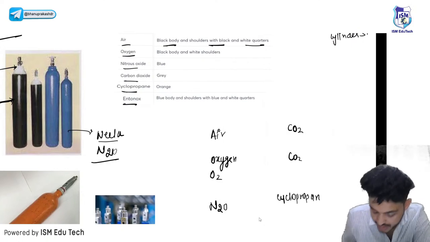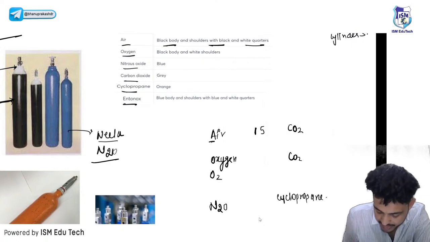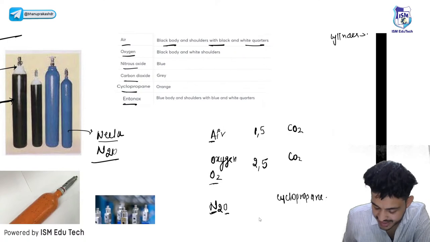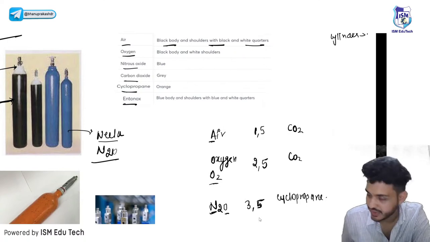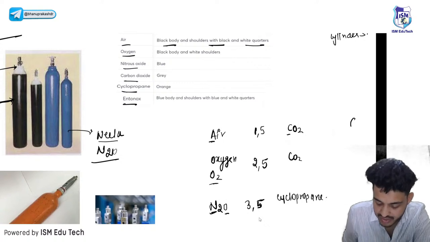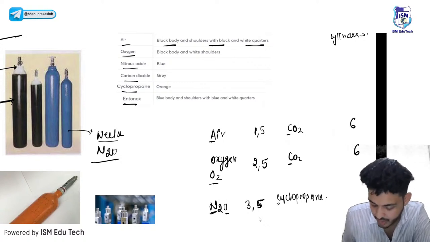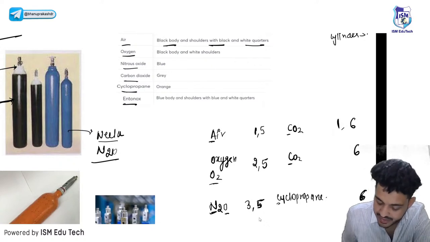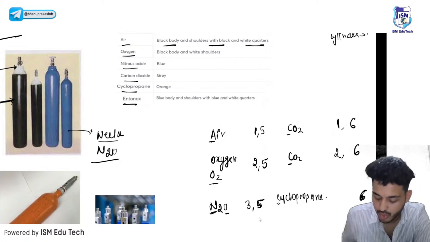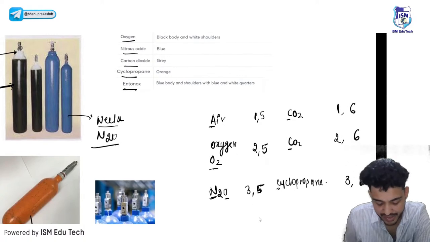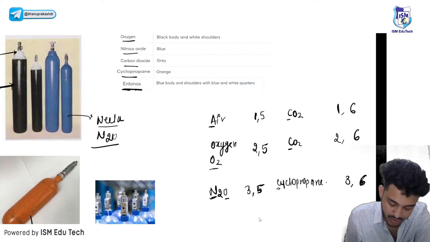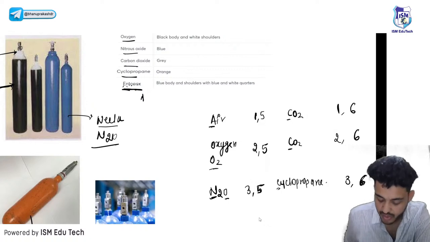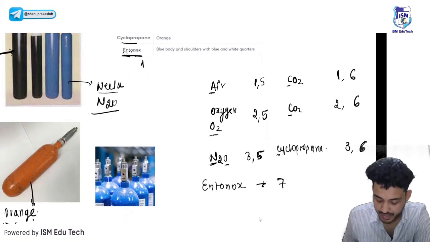Cyclopropane. How to remember this, guys? A is 1, just write down 5, so it will be 1 5. Oxygen is 2, so just write down 2,5. N2O, this is 3, 3 molecules, so it will be 3,5. C is looking like 6, so just write down 6. If it is more than 7.5%, it will be 1, if it is less than 7.5%, it will be 2, and cyclopropane will be automatically 3. And you can count the number of Entonox letters: 1, 2, 3, 4, 5, 6, 7. So pin index of Entonox will be 7.